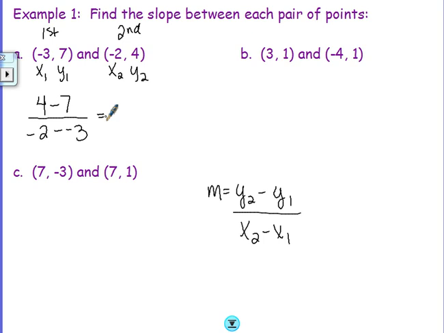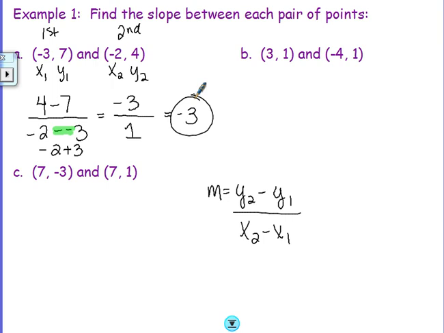4 minus 7 is -3. -2 minus a negative, make sure we make that a plus. So -2 plus 3 is 1, which means our slope of these 2 points is -3.